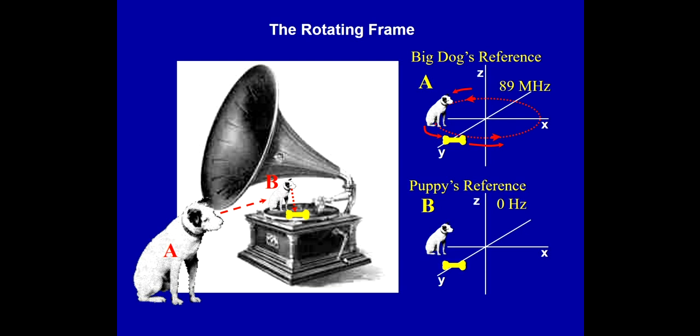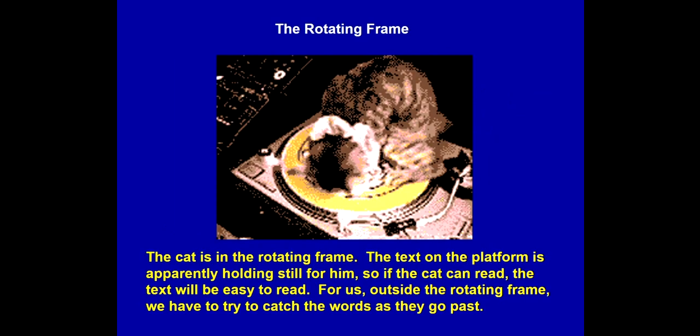And this avoids a lot of complication in calculations. We can watch magnetization tip and return to Z, and we can watch it dephase without having to concern ourselves with a rotation that's hundreds of millions of times every second. Here's a video of a cat. If the cat could read, it would be easy. It would look like the letters were holding still for the cat. For us, we have to catch the perspective of the letters on the way around.